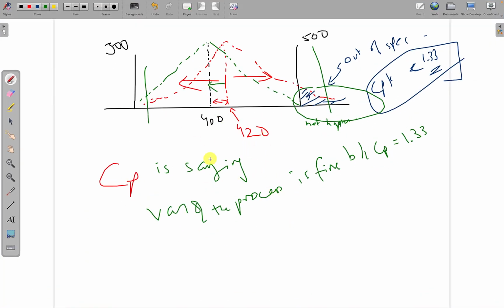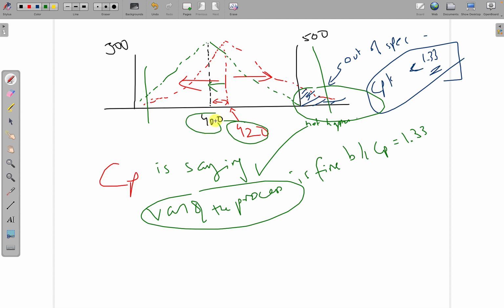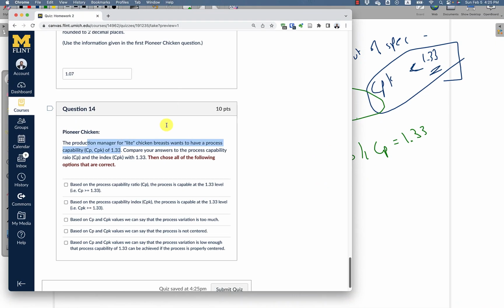So because CP is 1.33, we know that the variability of the process is fine. If variability is fine, the only other thing that can be wrong is the process would be off center. And we see it is off center because the mean of the process, Xbar, is not in the middle of the upper and lower specs. If it was in the middle, it would be a centered process. So we are having all these problems because we are off center, but our variability is acceptable.